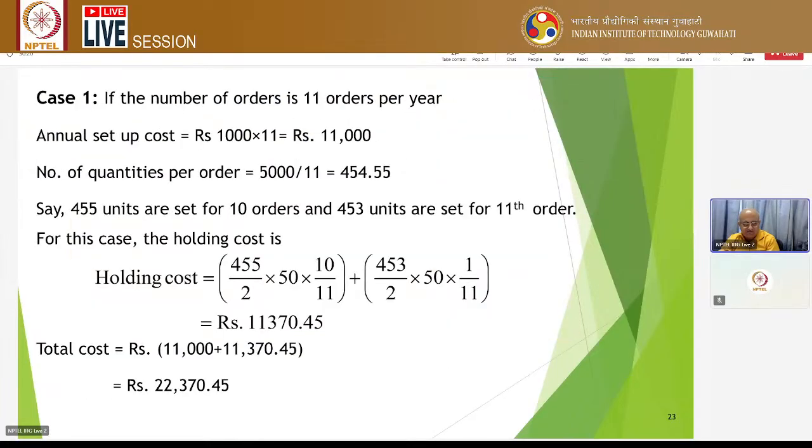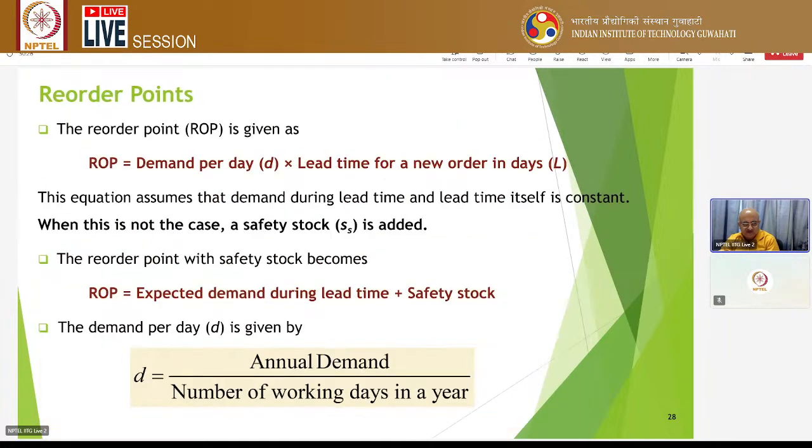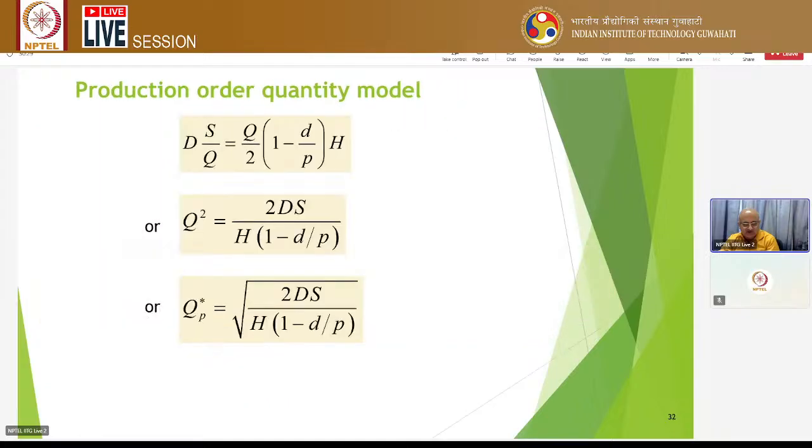And in that, we also discussed the total production cost. Suppose you are producing something and then simultaneously it is getting consumed.